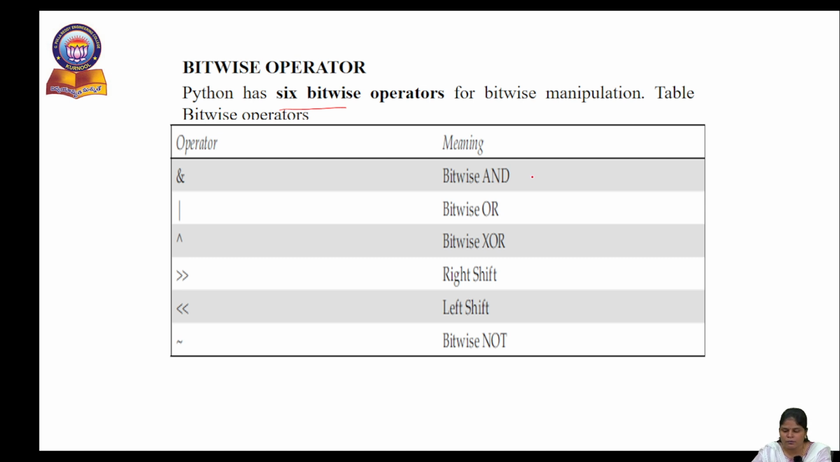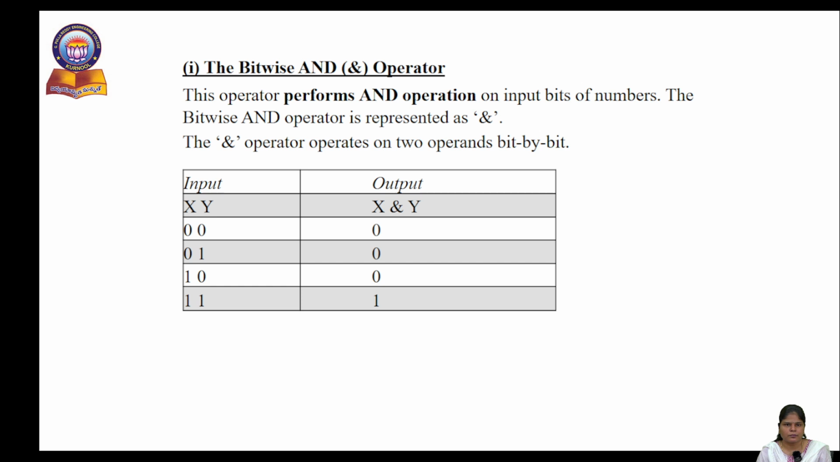operators. One is bitwise AND, which is represented by the ampersand symbol, then bitwise OR, and bitwise XOR, that is the cap symbol. Right shift is indicated by two greater than symbols, which specify the right side direction. Left shift is the two less than symbols, which show the left direction. And next we have the bitwise NOT, for which we use the tilde symbol, right?